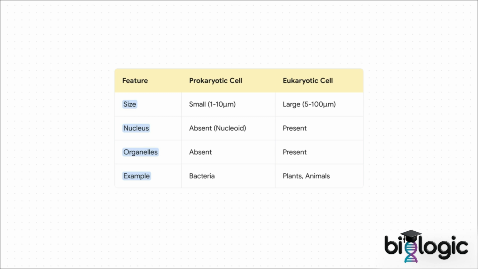Think of them like an efficient one-room studio apartment. They're small, their DNA just kind of floats around in a region called the nucleoid, and they don't have all those fancy internal compartments or organelles. Bacteria are the classic example. And then you have the eukaryotes. These are the more complex cells that make up everything from plants and fungi to animals, like you and me. They're way bigger, and their defining feature is a proper nucleus with a membrane to house their DNA. Plus, they are jam-packed with specialized organelles, each one doing a specific job.